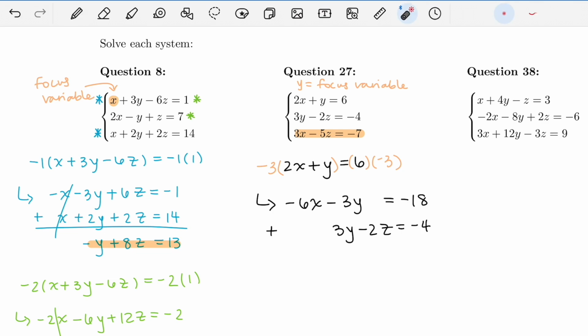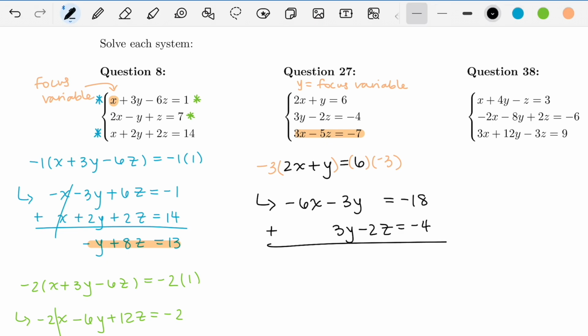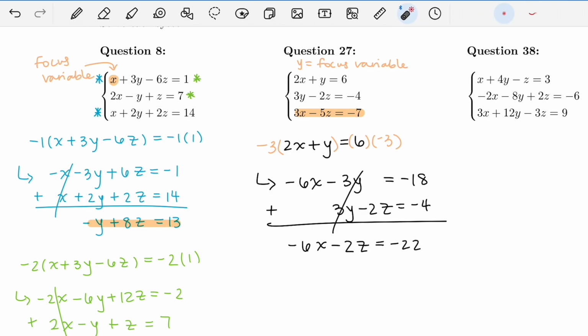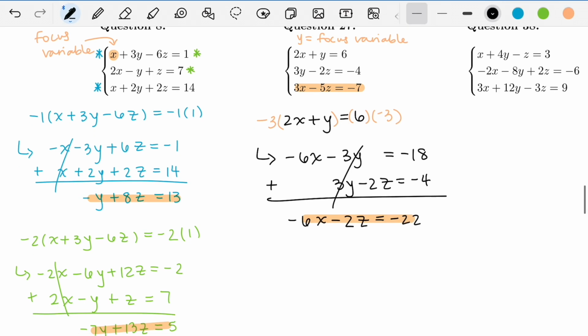I'm writing the equations with spaces here just to emphasize that it's missing an x variable and missing a y here. Also, so that when we add it together, we can easily see that our y variables are going to cancel. So we're left with minus 6x minus 2z is equal to negative 22. Like I said, we only have to do this process once because now we have two equations that don't have our variable y. So we can solve this system of linear equations with just two equations, like we've seen in section 3.1.